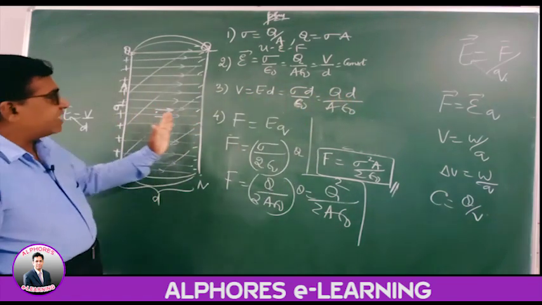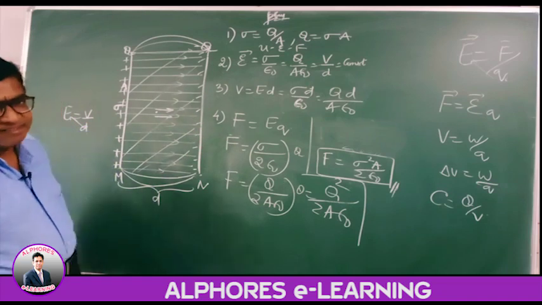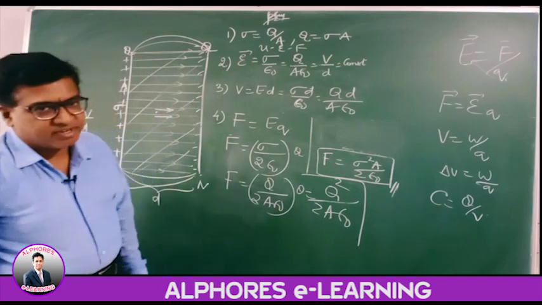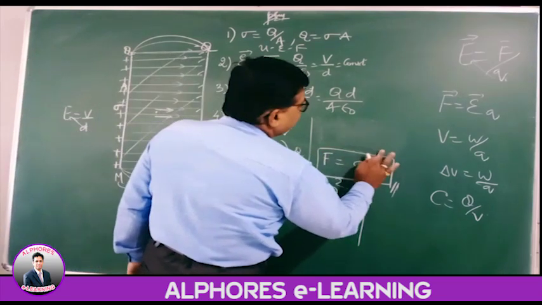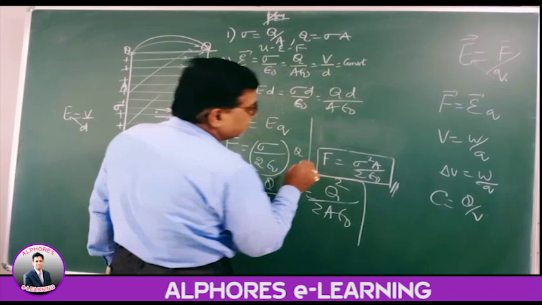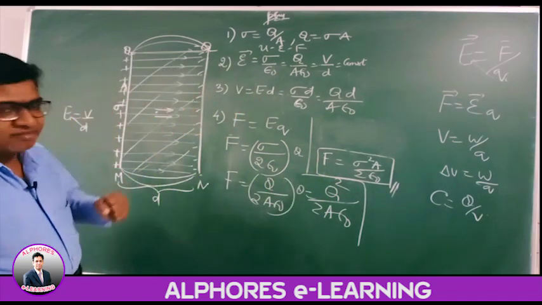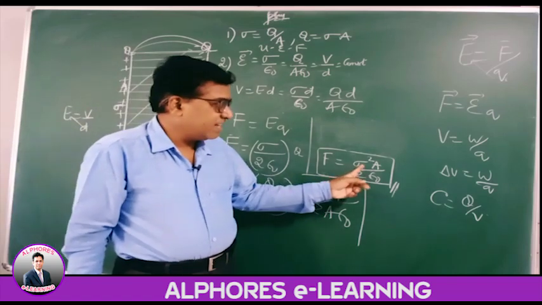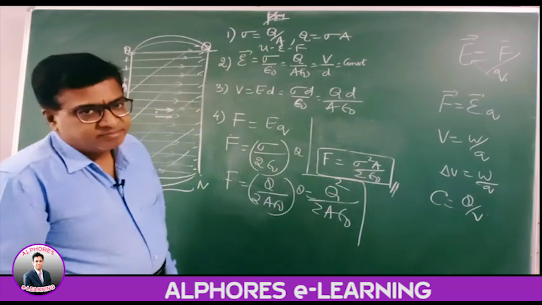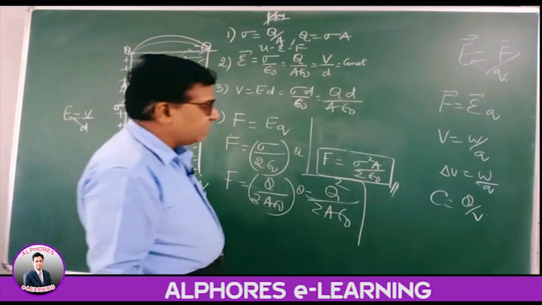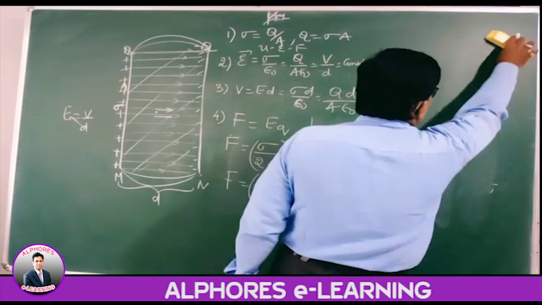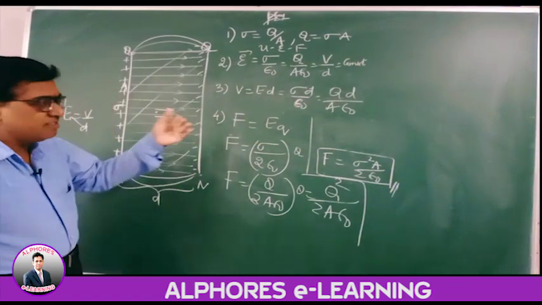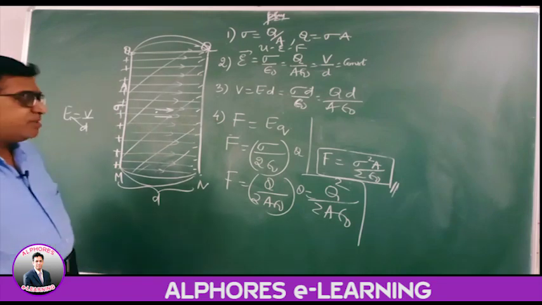Then the force of attraction between the plates: force F is sigma square A by 2 epsilon naught. From this, if I bring this A down, force per unit area, the electric pressure or energy density, can be written as sigma square by 2 epsilon naught. So the electric pressure in the electric field can also be determined using this energy density. After deriving the energy concept, we will speak about the energy density.